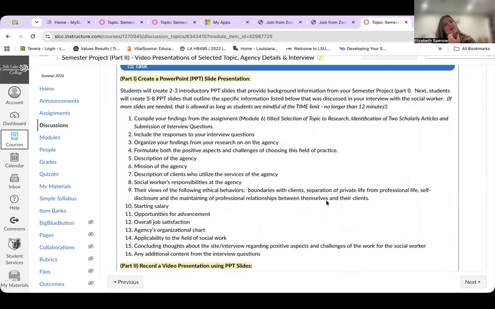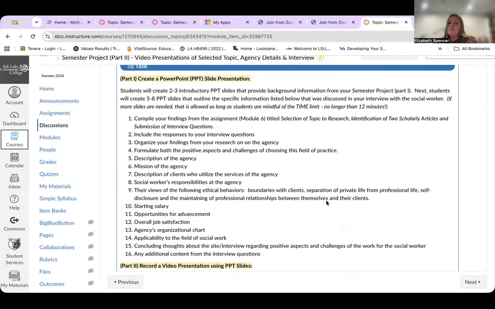Number three, you're going to organize your findings from your research on the agency. There's a couple of parts to this. One, you're going to formulate both positive aspects and challenges of choosing this field of practice. You're going to have the description of the agency, the mission of the agency, and the description of the clients who utilize the service of the agency.